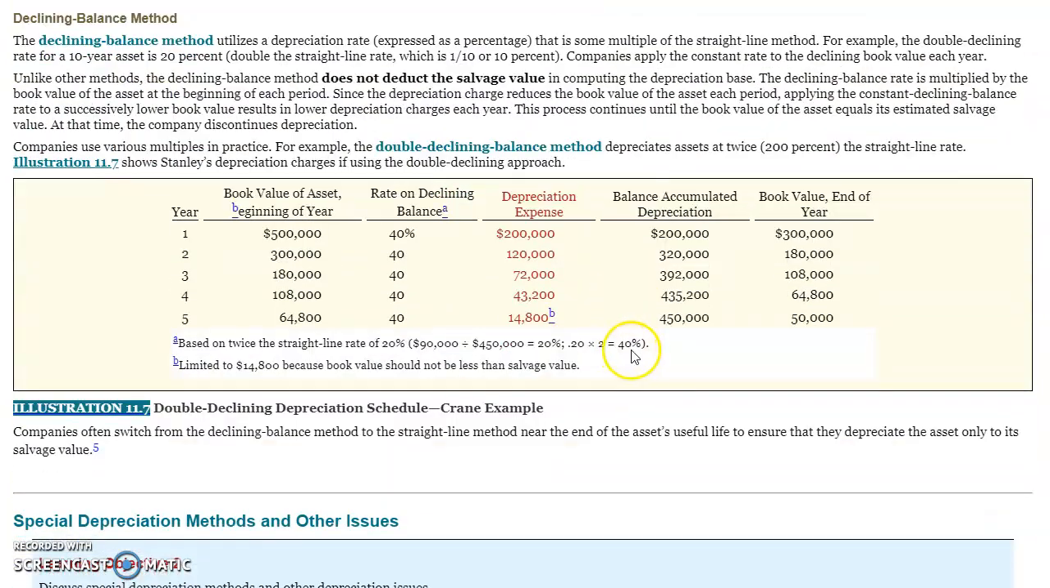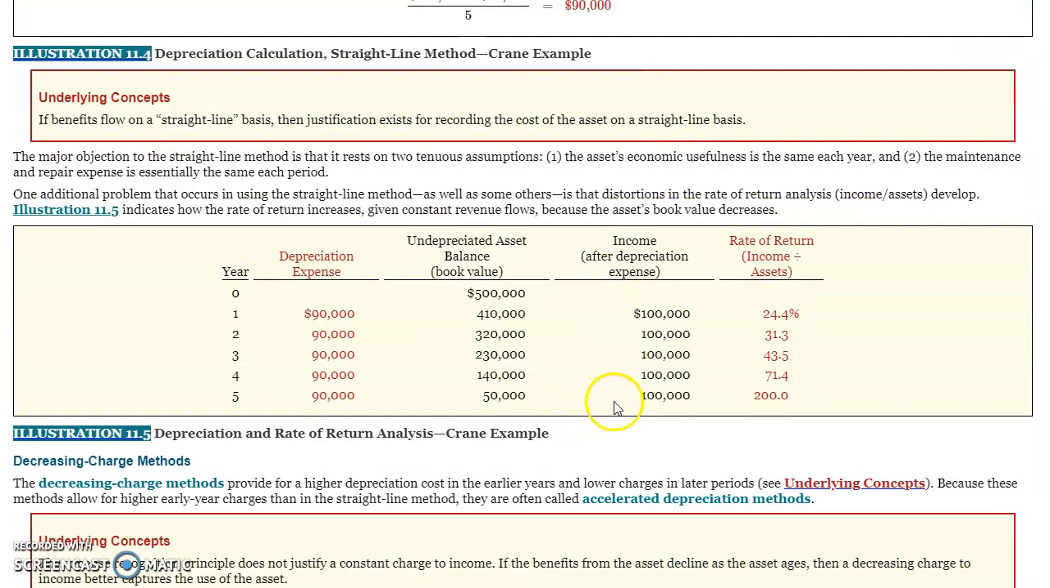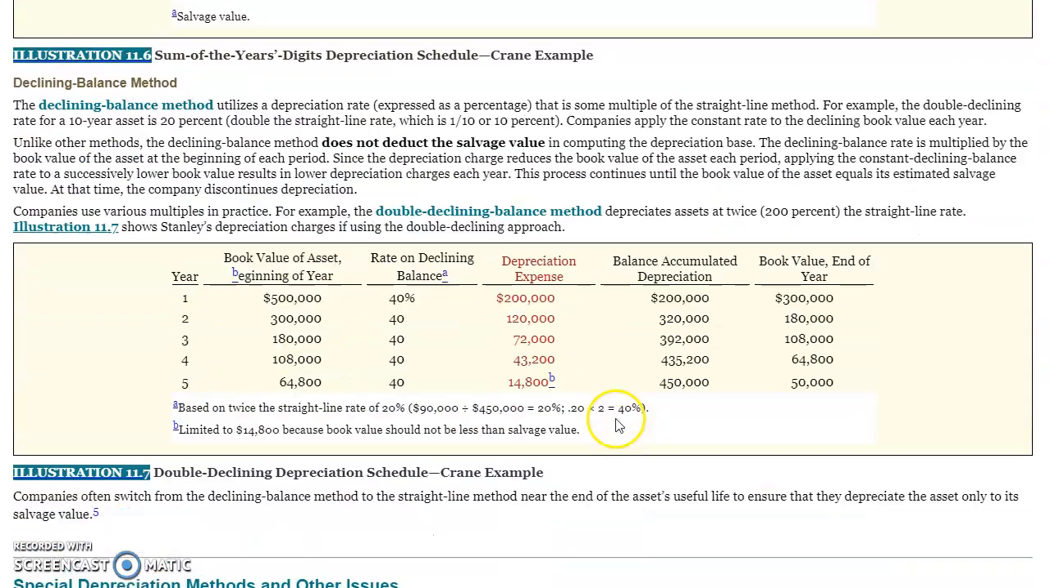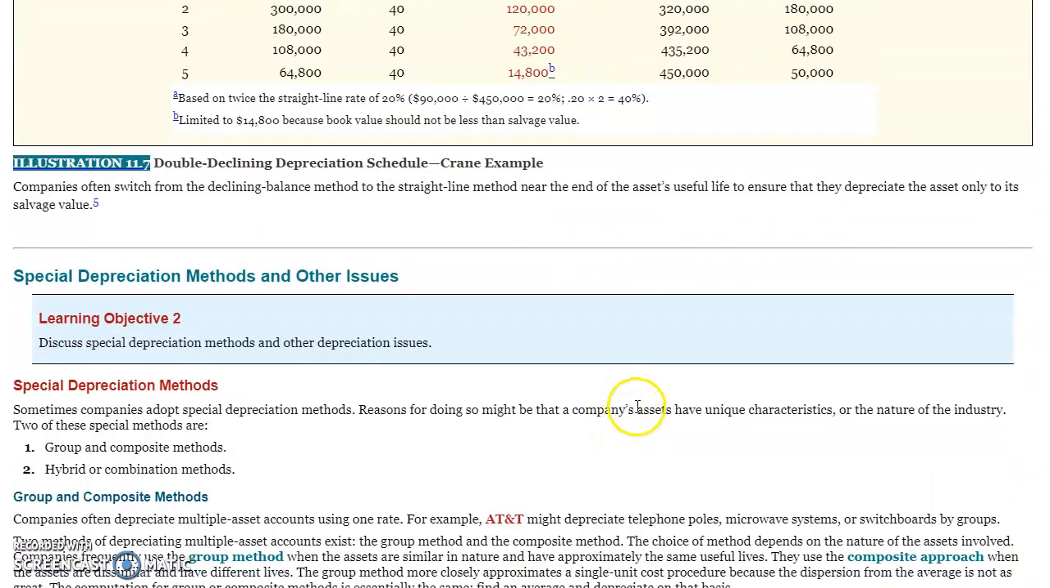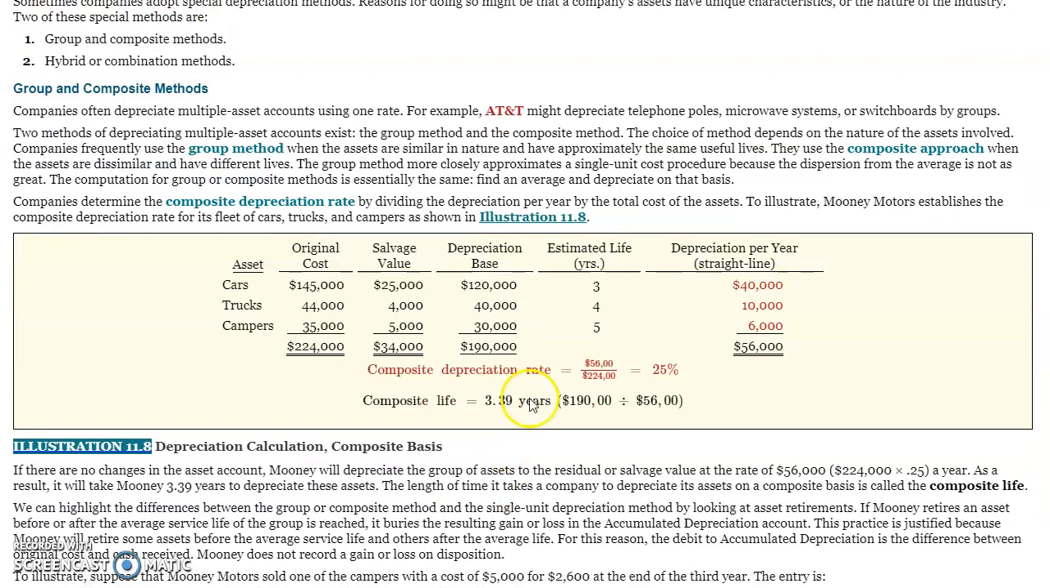So those four depreciation methods are the four that you should know for the exam. There will be a problem on depreciation methods, so I definitely recommend getting comfortable with those. Other things to consider is that there are two additional methods here, a group method and a composite method. I will pick out some homework questions to go over in a video with you for those as well.